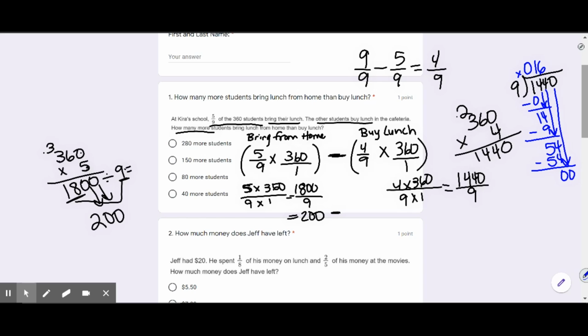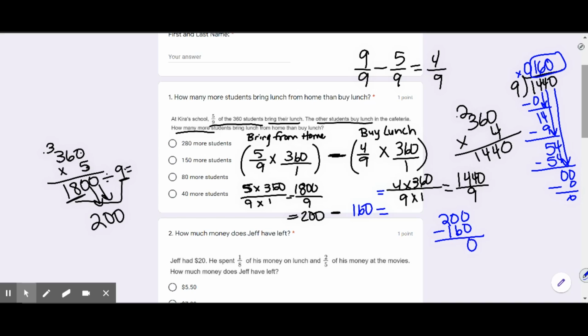How many 9s can you get out of 0? 0. Subtract out your 0. There's nothing else to do. So our answer appears to be 160. So this would give us 160 students.